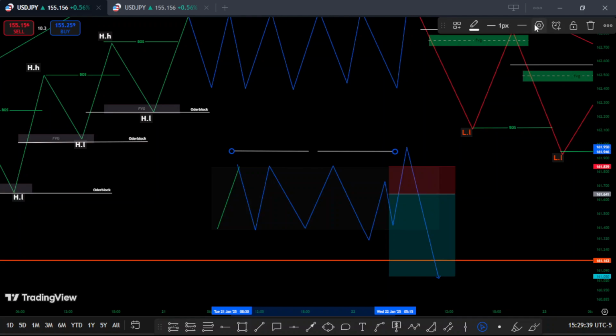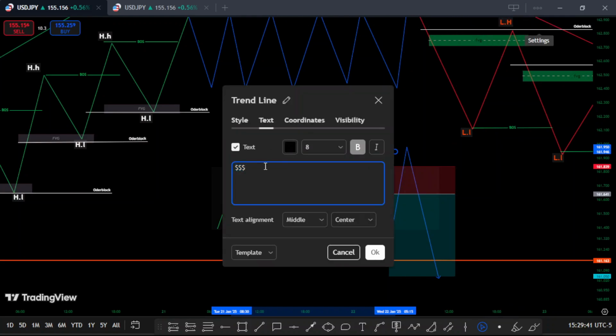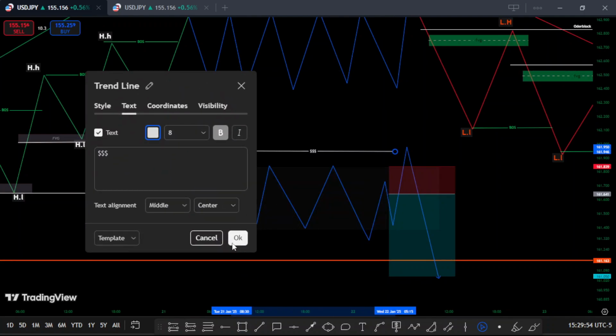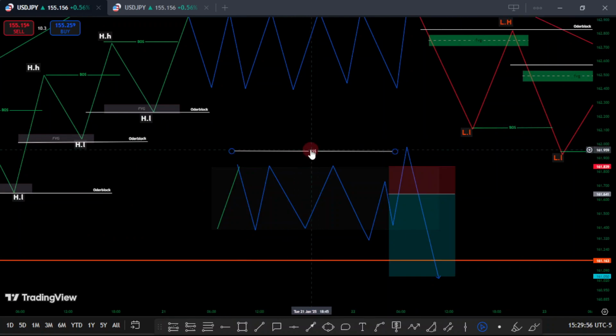Okay, okay, that's the sign, just a dollar sign. Sorry. Shift. There we go. Yeah. So this is how our liquidity is indicated.